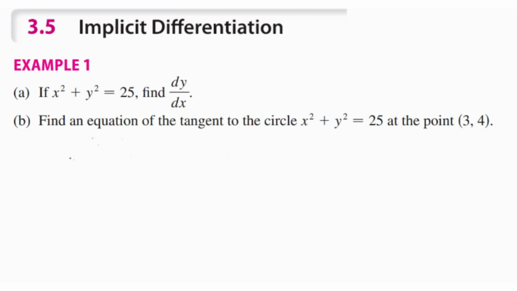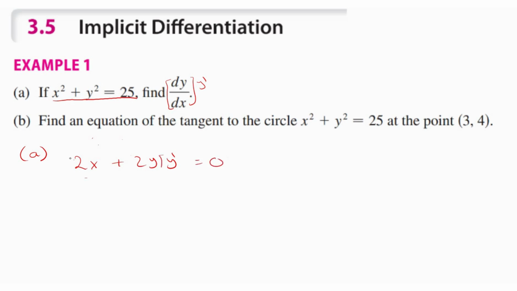So in part A, we are given a circle equation, x squared plus y squared equals 25, and we should get dy over dx, which is y prime. Let's start with differentiating both sides implicitly with respect to x. So this will be 2x plus 2y y prime equals 0.